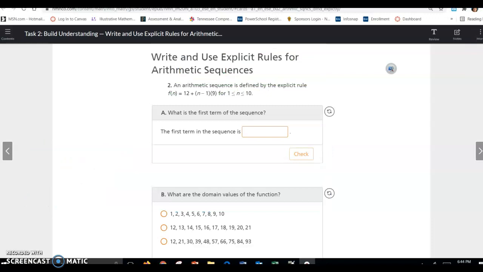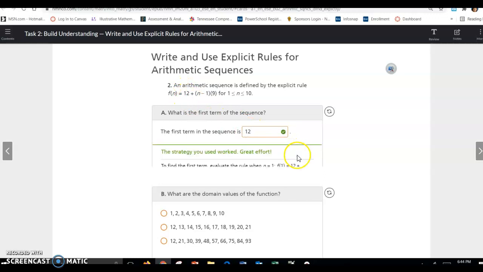7.2, Task 2. Write and use explicit rules for arithmetic sequences. An arithmetic sequence is defined by the explicit rule f of n equals 12 plus n minus 1 times 9 for all values of n between 1 and 10. What is the first term of the sequence? All right, the first term comes from this number right here. So the first term is 12.